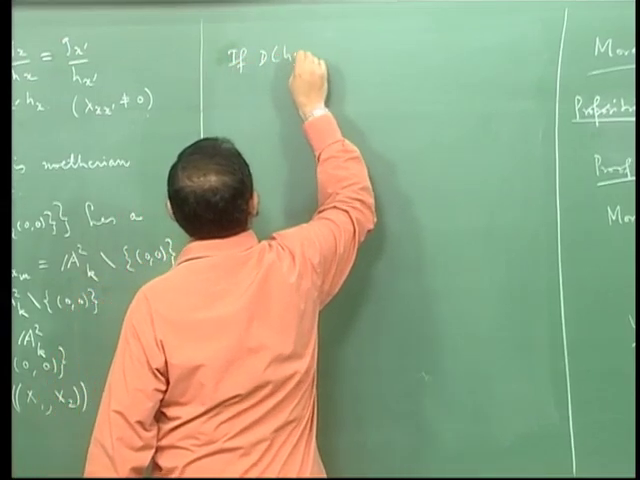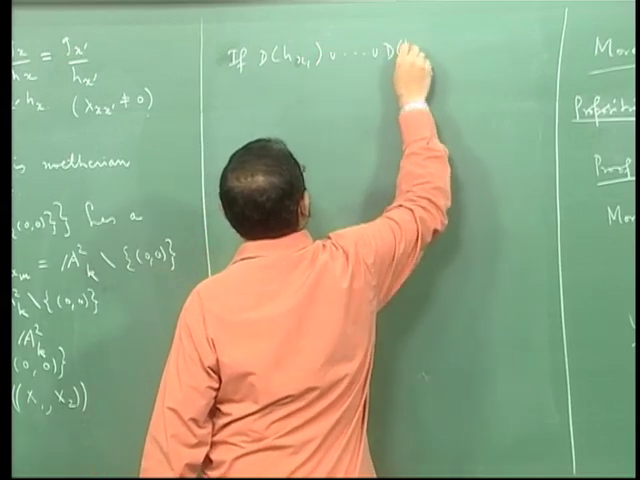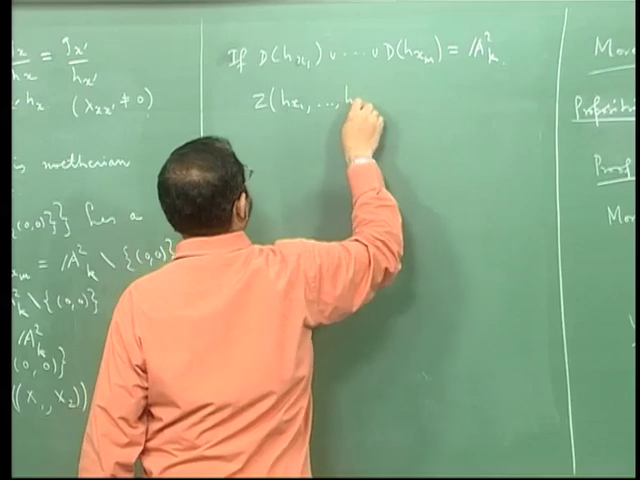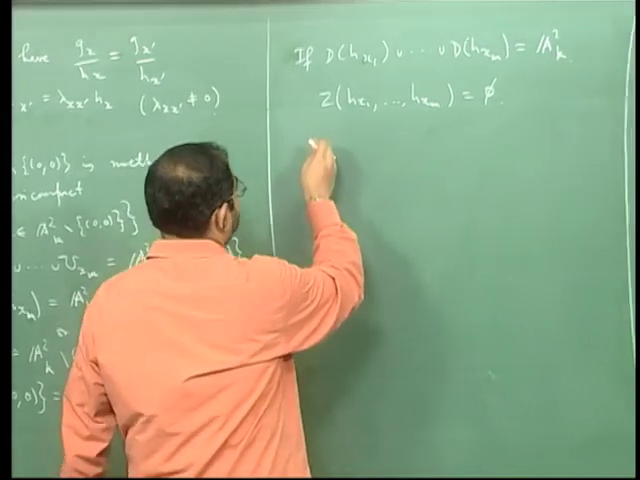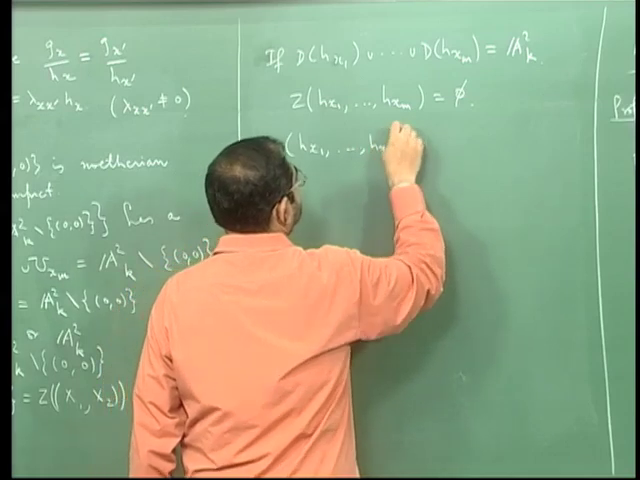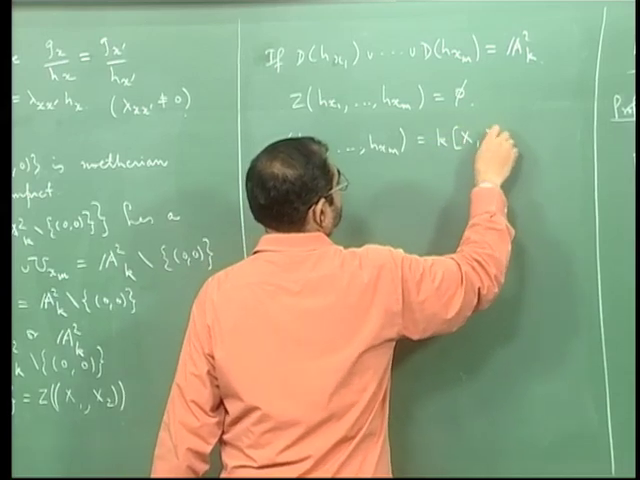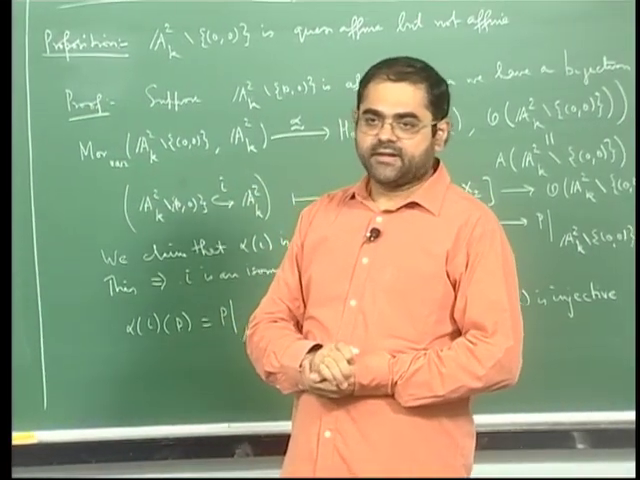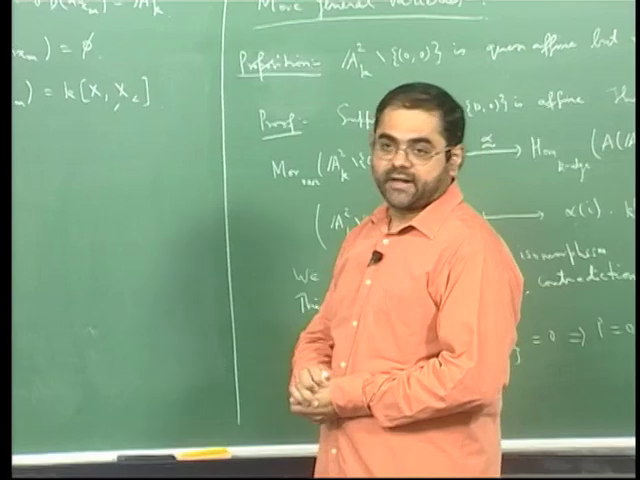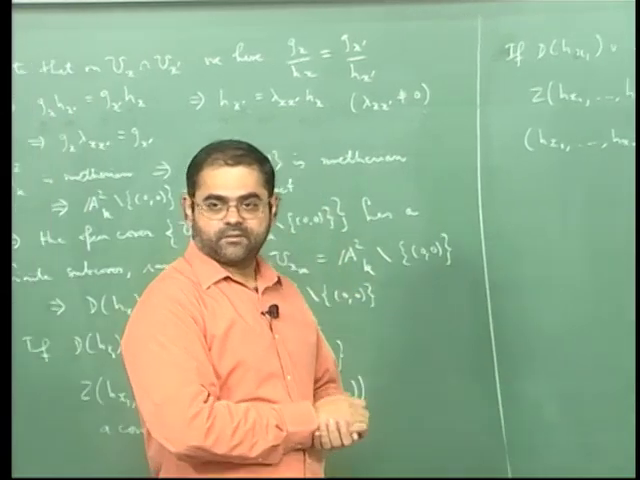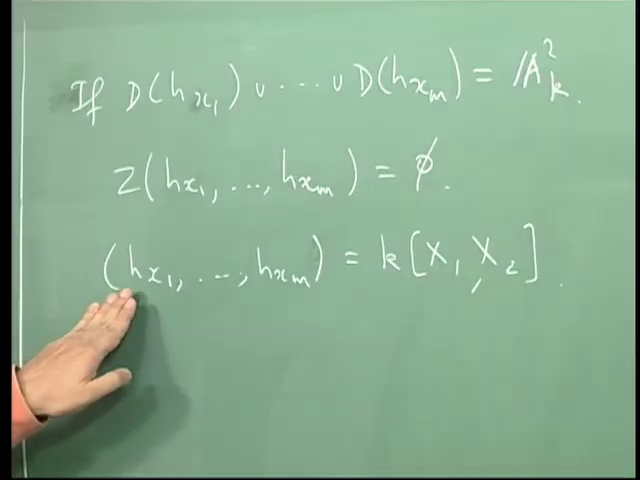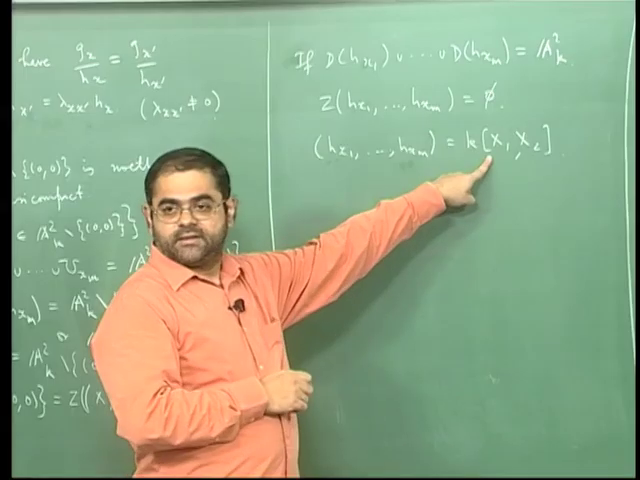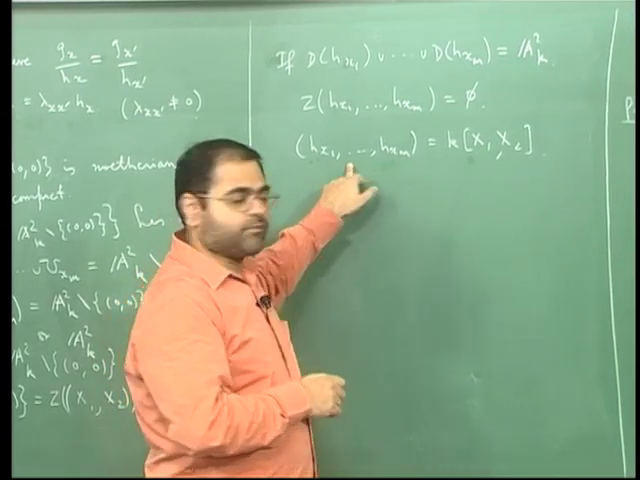If the union of the D(h_x1), ..., D(h_xm) is A^2, what it will mean is that Z of (h_x1, ..., h_xm) is a null set. And this means that the ideal generated by h_x1, ..., h_xm is the whole polynomial ring, because one version of the Nullstellensatz says that if you take a proper, non-trivial ideal, then the zero set of the ideal cannot be the null set. So the zero set of an ideal is a null set if and only if that ideal is the unit ideal, right? But all the H's are multiples of one another, so you are saying that this polynomial ring in two variables is generated by a single element, and that is again a contradiction. Okay, so again a contradiction.